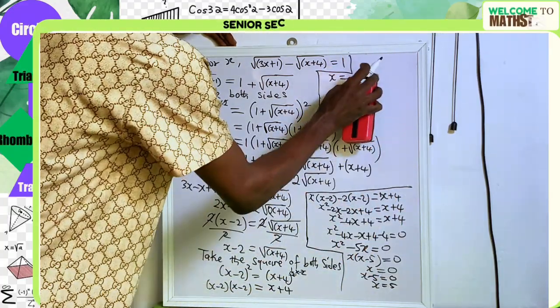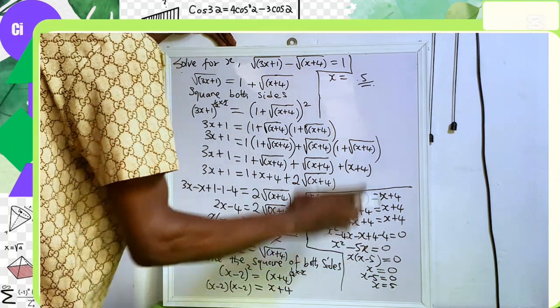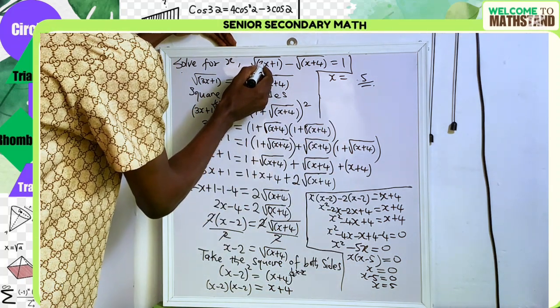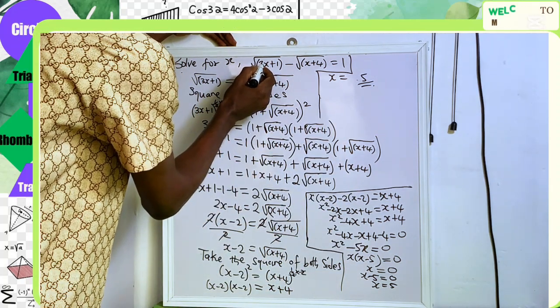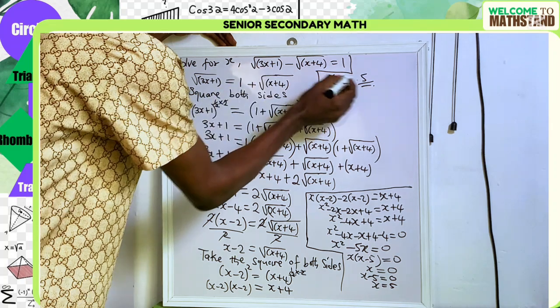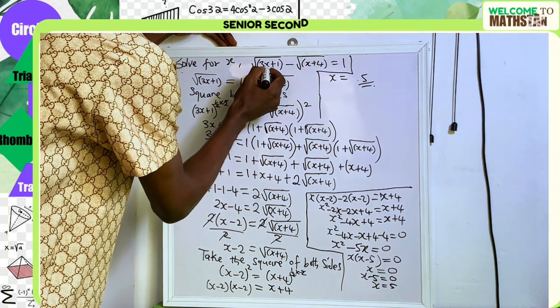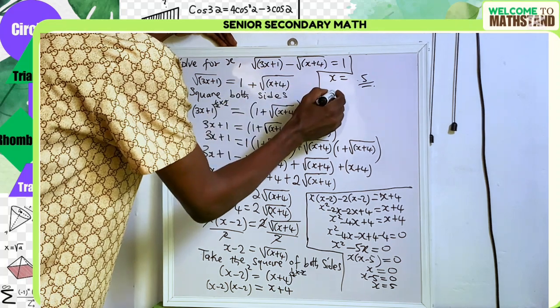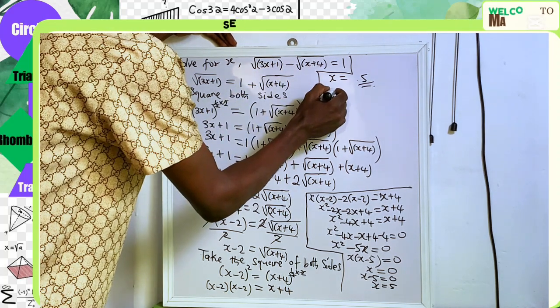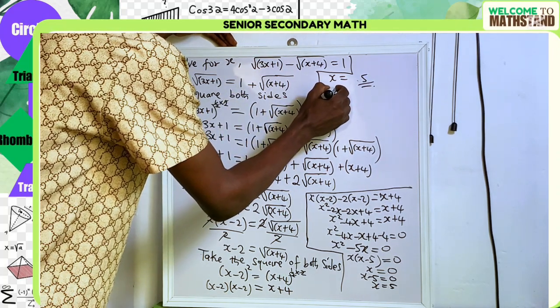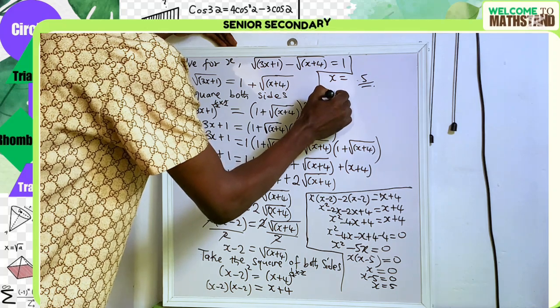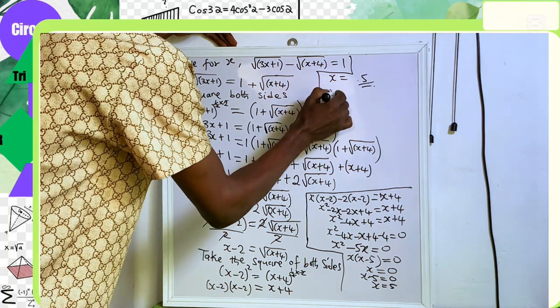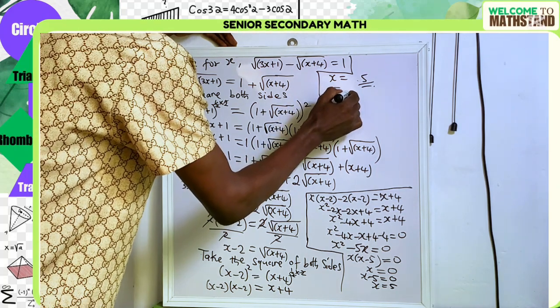Now let's check for 5. If x is 5, 3 times 5 is 15. 15 plus 1 is 16. And the square root of 16 is what? The square root of 16 is 4. Let me write it here. Square root of 16 is 4.